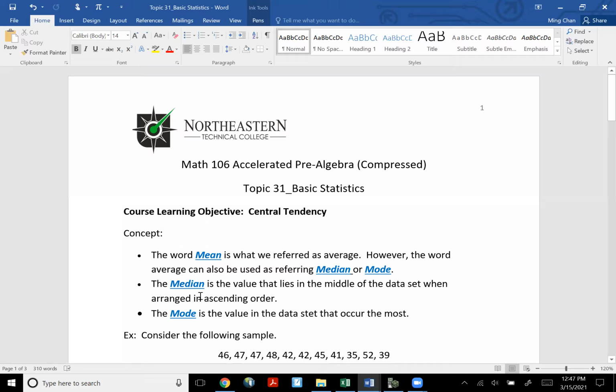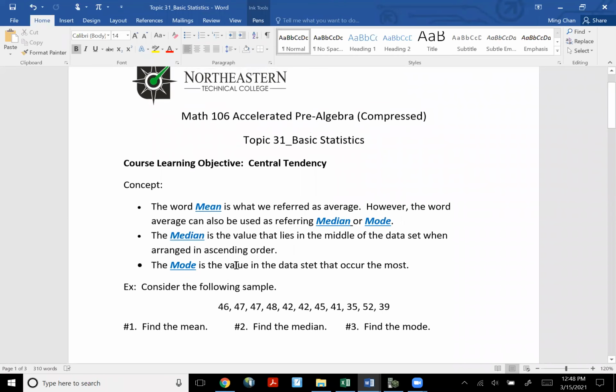You probably remember that to find the median, it is the value that lies in the middle of a data set when arranged in ascending order. So you list the smallest data value you have to the largest one. What lies in the middle is your median. Mode is referring to the value in the data set that occurred the most.